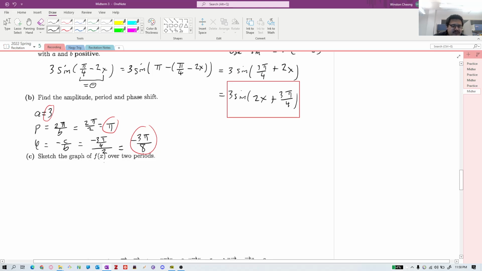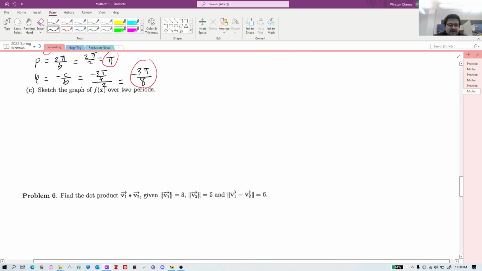All right, now sketch the graph over 2 periods. So let's mark out 2 periods. Actually, I can just use this. Make a straight line. All right, and now let's mark off 2 periods. So we will start here, and then we'll go here, and then we'll go here, and then we're done. I'm going to fill in these 2 intervals with the sine curve.